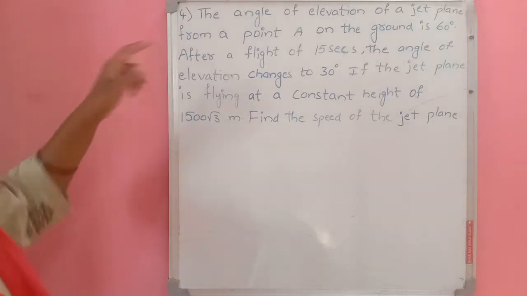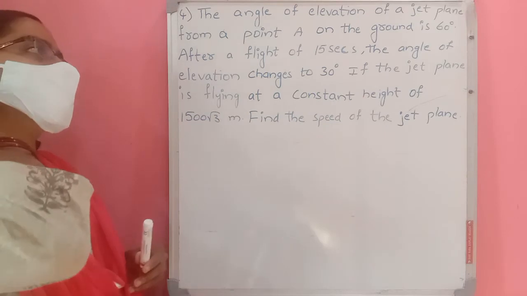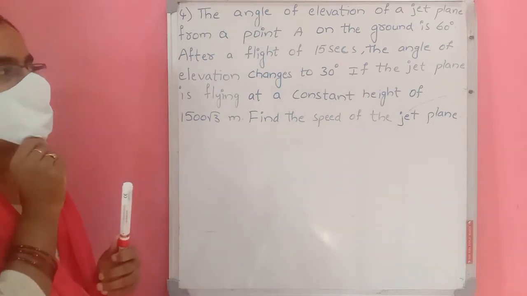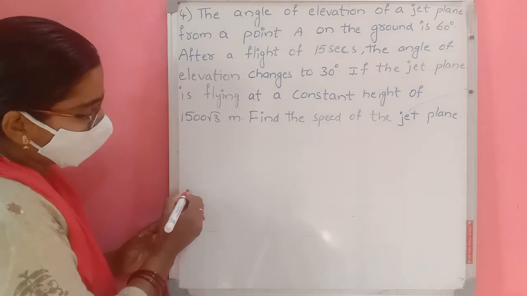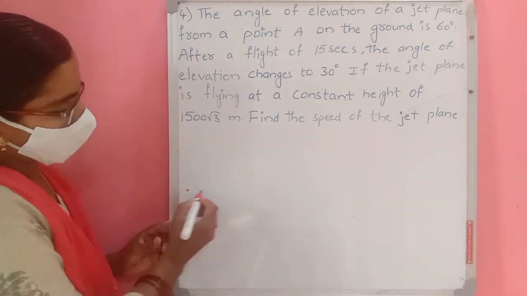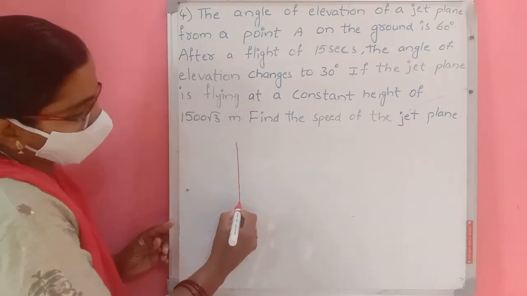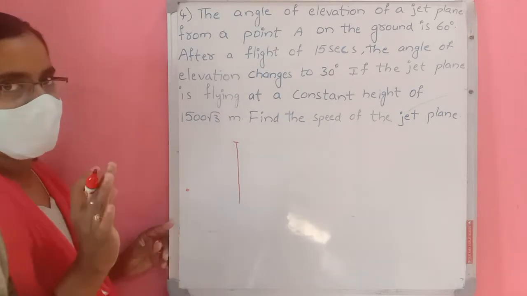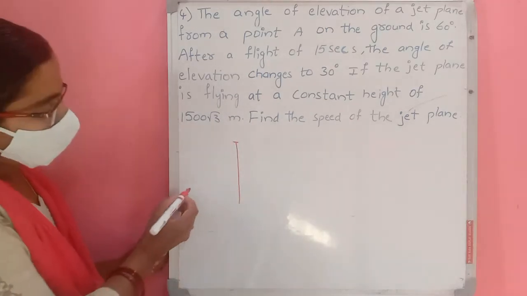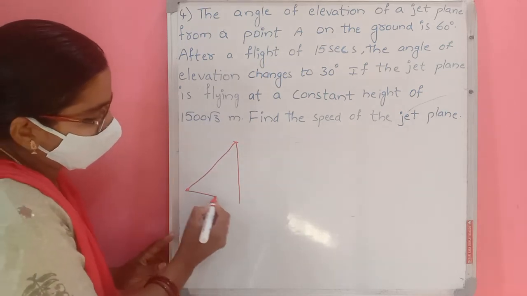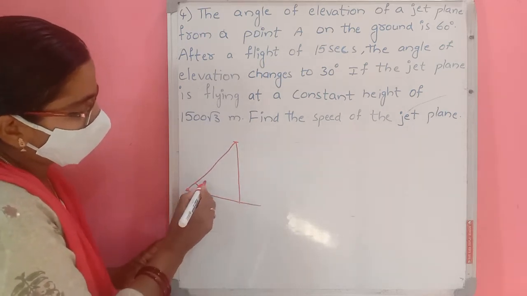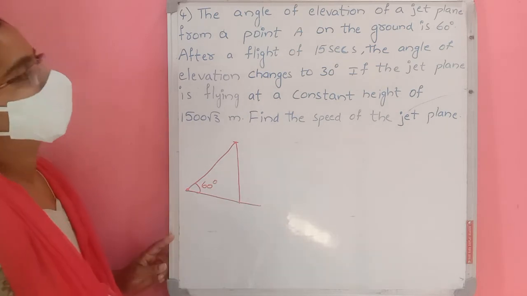Here one more question we have. The angle of elevation of a jet plane from a point A on the ground is 60 degrees. If this is a point on the ground, at this height here we have a jet plane for example. So the angle of elevation from this point A is 60 degrees. Means this is 60 degrees.